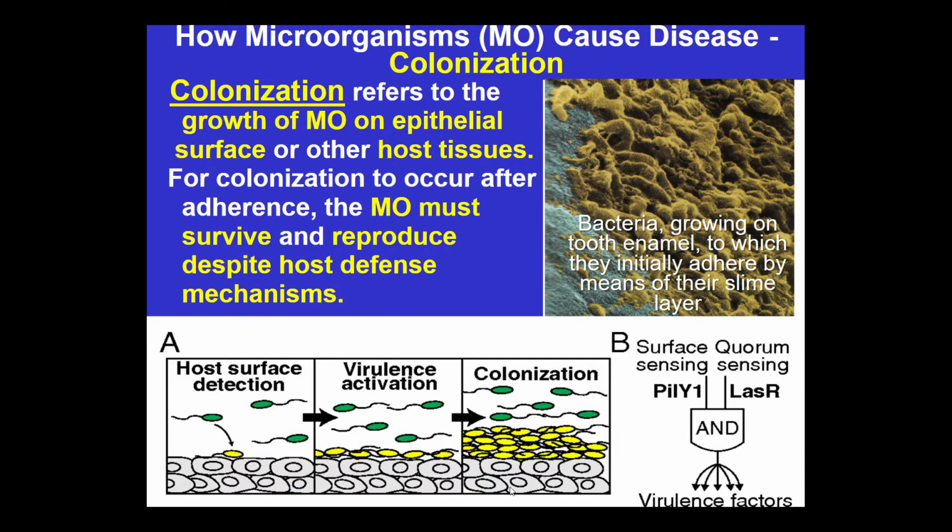In the illustration in the lower part of the slide, part A, you see three steps of the colonization of the surface of the human epithelium. First, three bacteria are shown in green color, and one of them becomes attached to the surface of the epithelial cell. After that, this attached bacterium replicates, producing progeny.